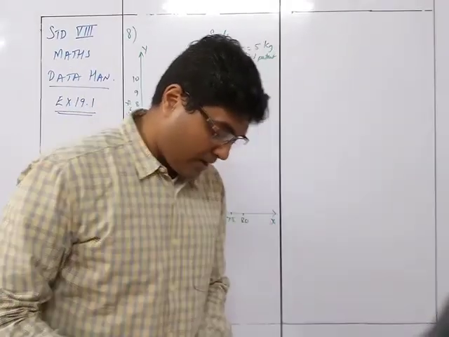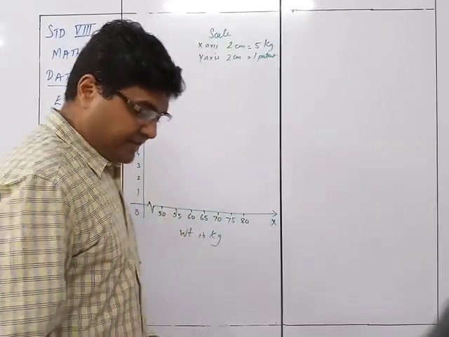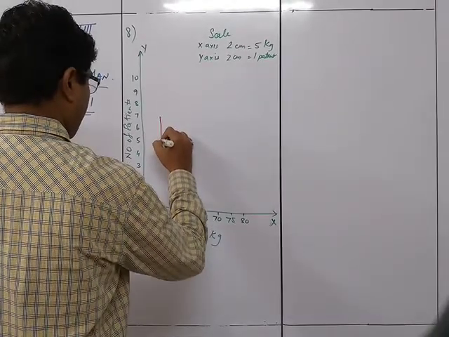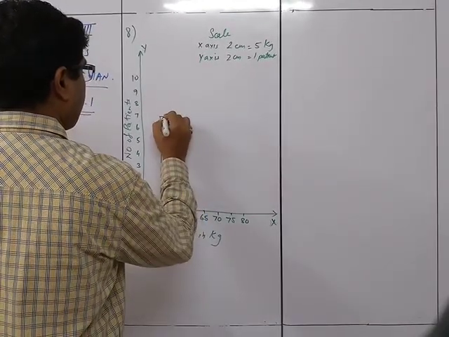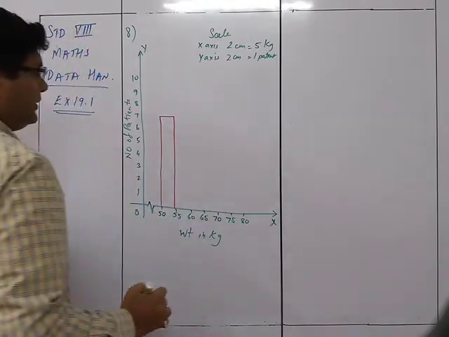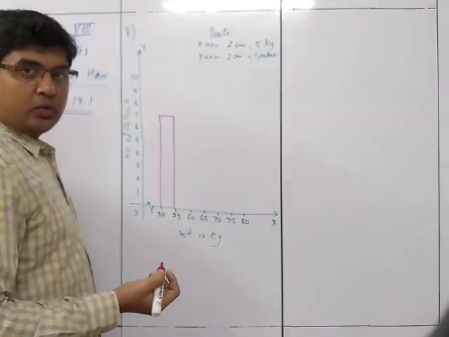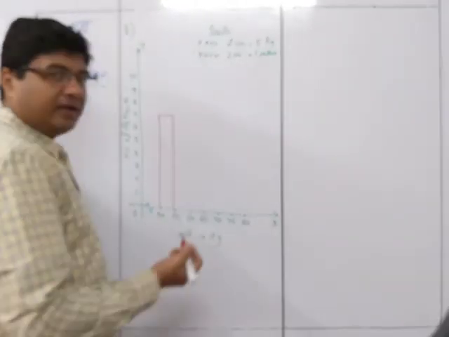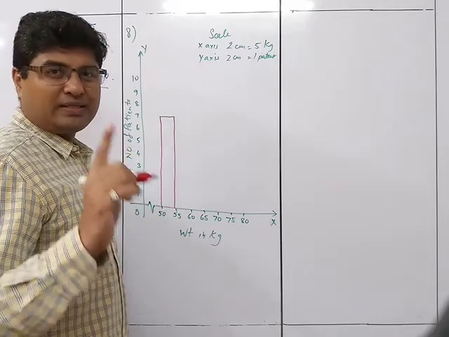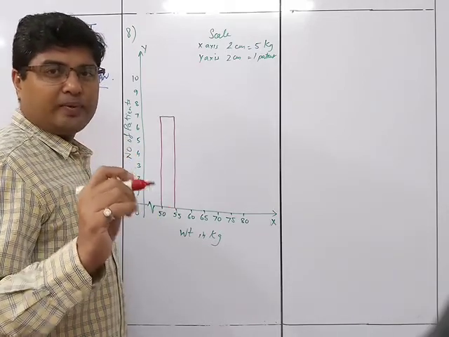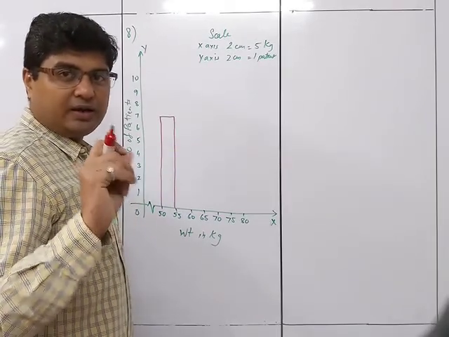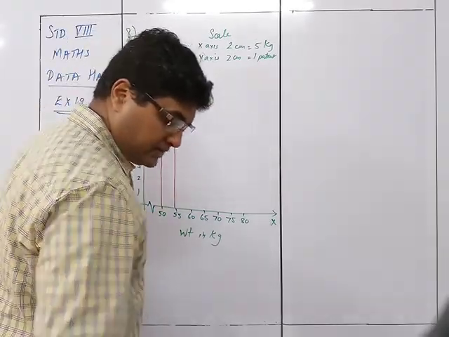The first one is given as 7. So 7 will be here. Remember, I'm drawing over here freehand because I cannot really take a scale and do it. But on the graph paper, not a single line will be without a scale. Each and every line will be drawn using a proper ruler.